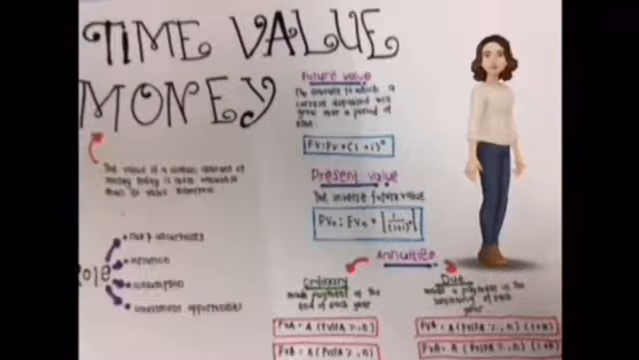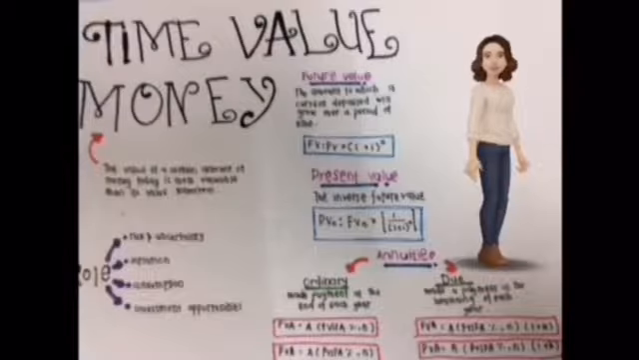Okay, future value is the amount to which a current deposit will grow over a period of time. The future value formula is PV times (1 plus i) to the power of n. Present value is the inverse of future value. We will use the formula PV equals FV times 1 over (1 plus i) to the power of n.